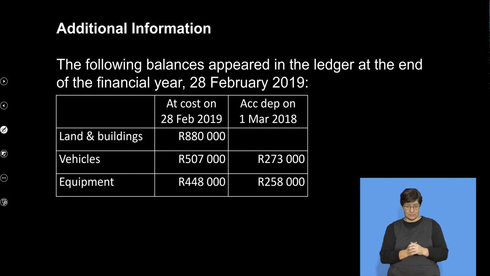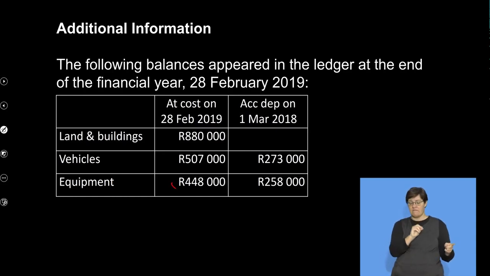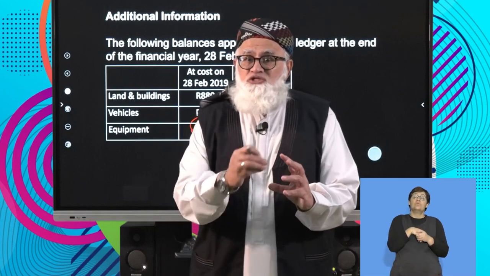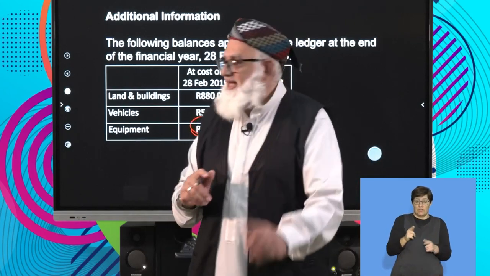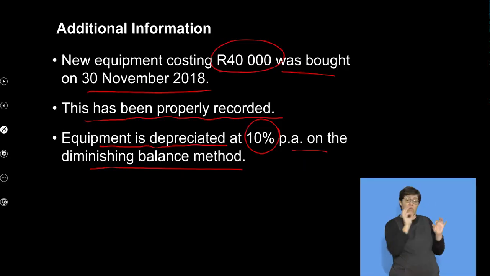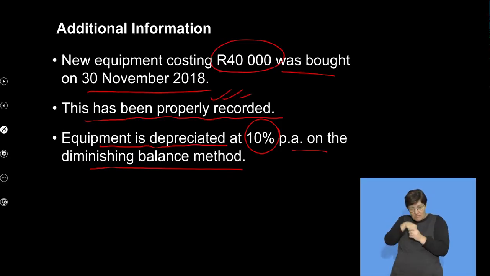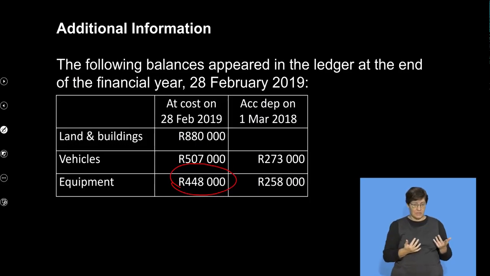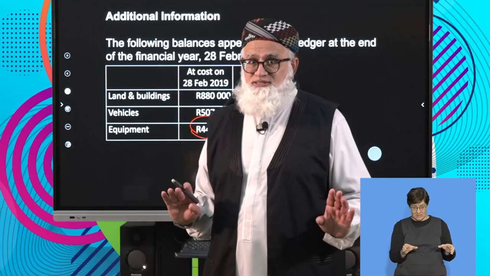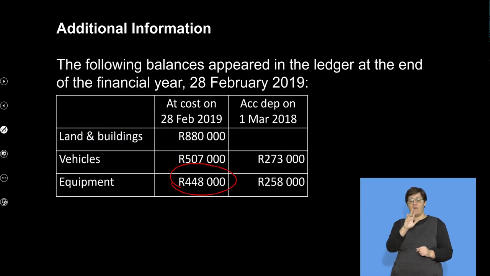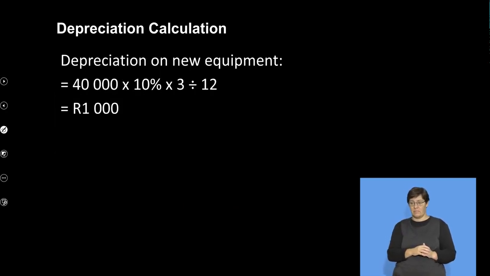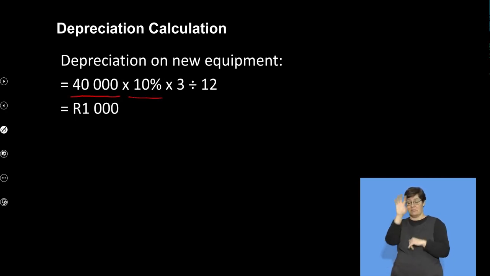So, step number one, look at your equipment and you see you've got a figure of 448,000. Now, be careful. The 448,000 includes the new equipment. How do we know that? Because we are told that this has been properly recorded. It's part of that figure. And you have to see that in order to do your calculations, remember we said we separate our calculations. So therefore, you take your 448,000 and obviously let's work with the new first. So the new equipment is 40,000 Rand times your rate, which is 10%.